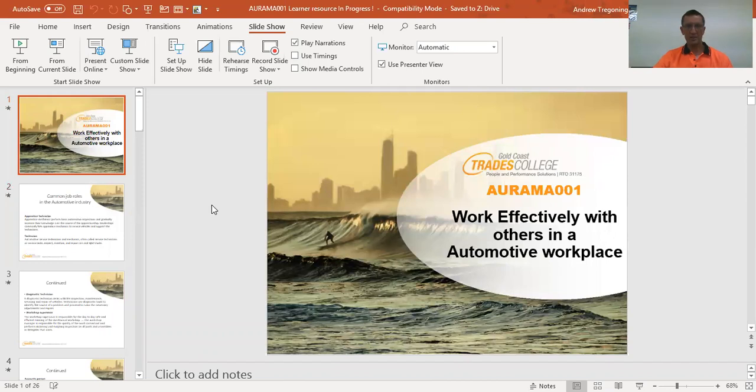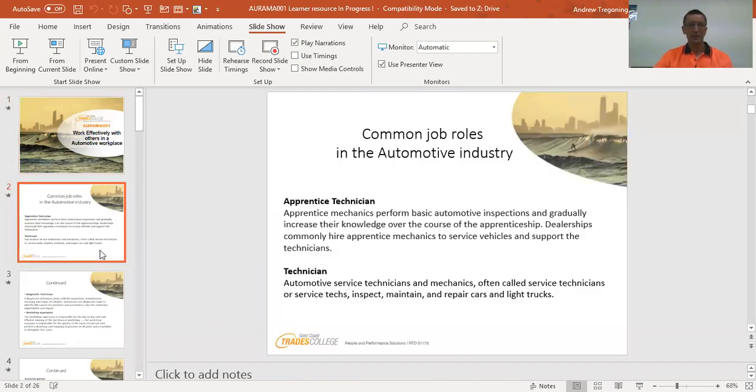So here's our first slide. As I said, work effectively with others in an auto workplace. We're just going to start with common job roles in the automotive industry. Typically, we're starting with an apprentice technician. Apprentices' roles include basic automotive inspections, gradually increasing their knowledge over the course of their apprenticeship. Dealerships commonly hire apprentice mechanics to service vehicles and support the technicians who do the more technical work.